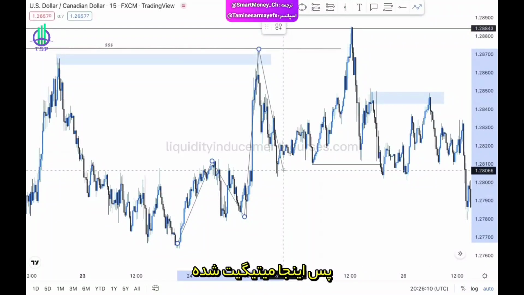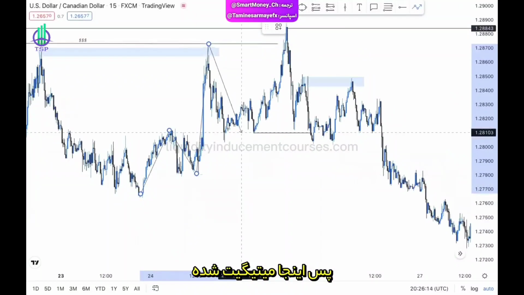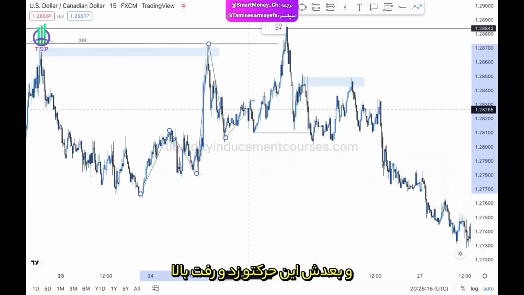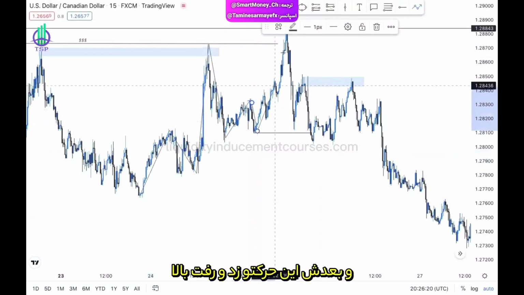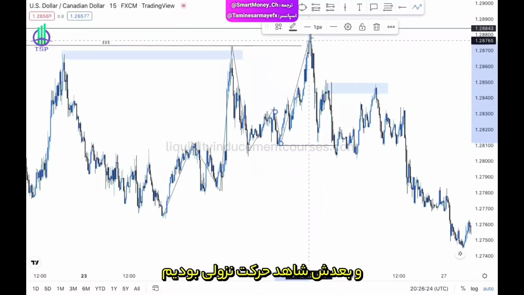Okay, so we have these points here mitigated, right? And we had this, and back up here. Then we saw further move to the downside, right?